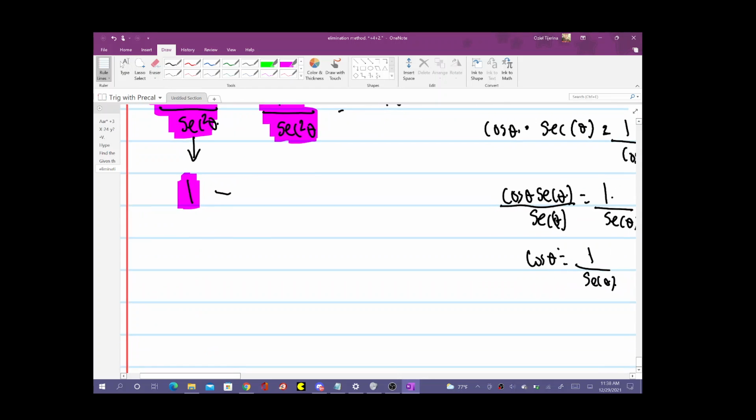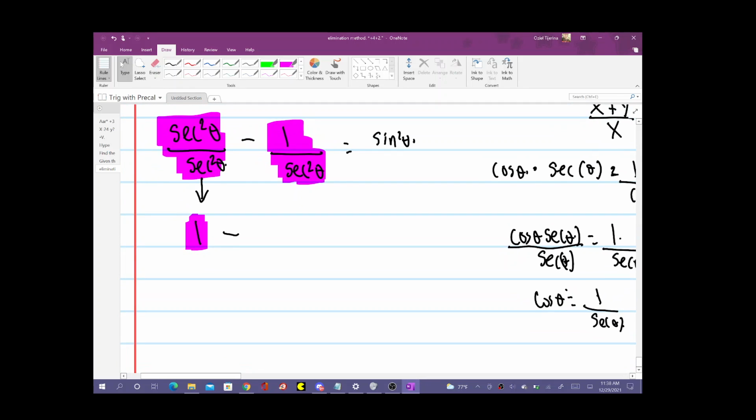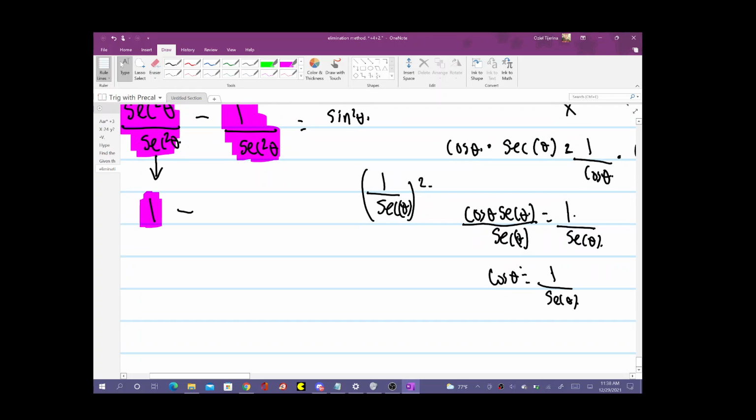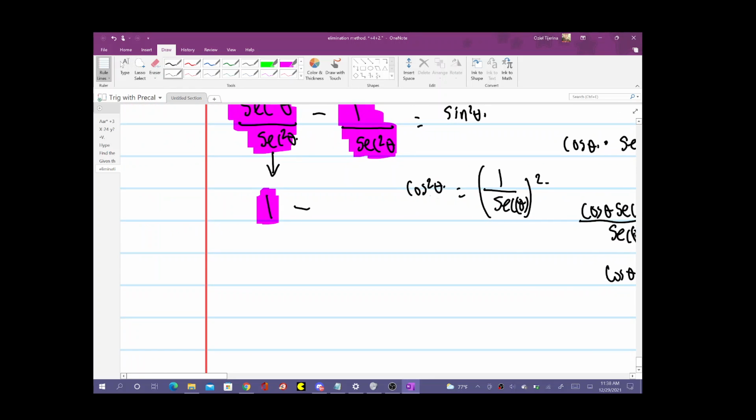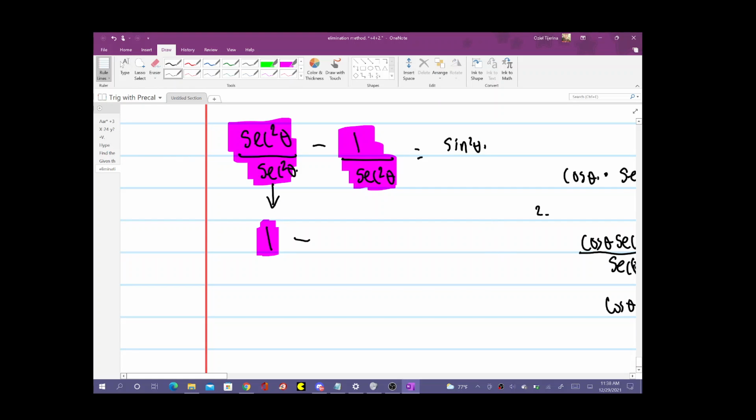So then if we have 1 over secant squared theta, this is really 1 over secant theta squared. So then this is equal to cosine squared theta. So really, 1 over secant squared theta is cosine squared theta, right? Equals sine squared theta. So then sine squared theta equals sine squared theta. Okay, guys.